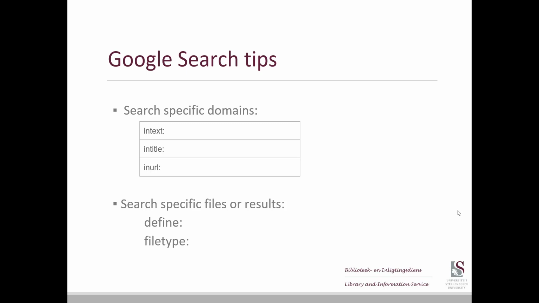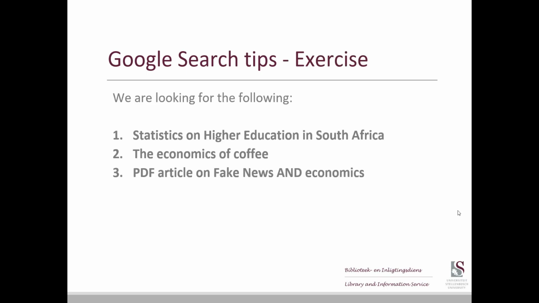You can search for specific files or results. So for example, you can say define and then put the word there, and then it will look for a definition. If you put what you're looking for and you say file type, and then after the colon you say PDF, it will bring back PDFs only. So these are things that you can instruct Google to do to bring back more relevant results for you. So if we keep that in mind, we've got the following that we're looking for.